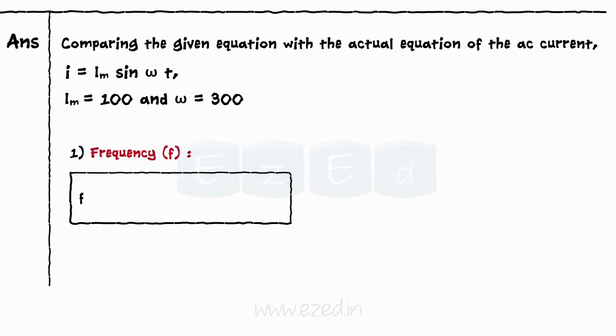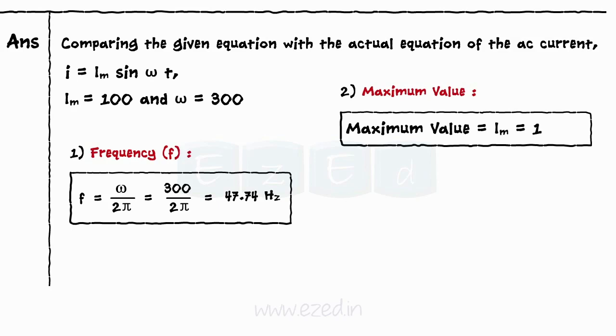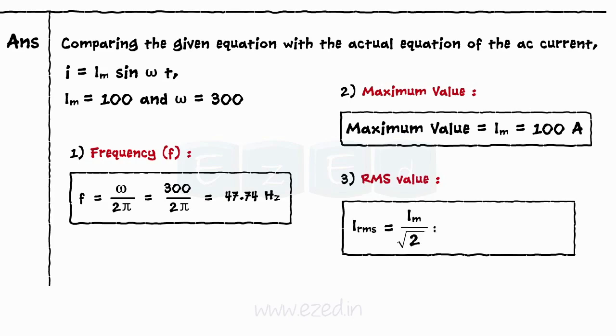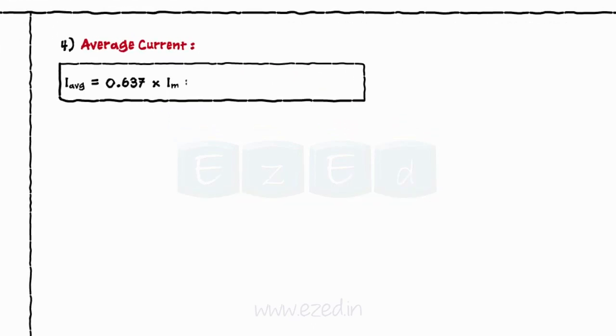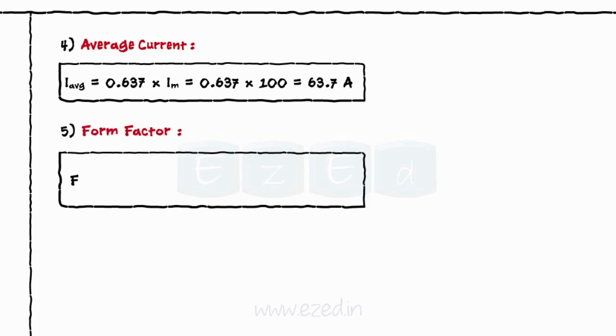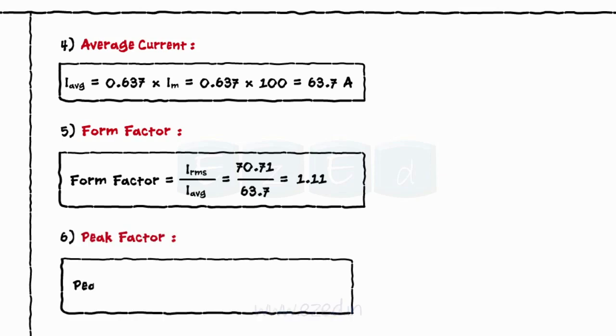Thus, frequency equals omega upon 2 pi equals 47.74 Hz. The maximum value of the current is equal to Im equals 100 amperes. The RMS value of current is calculated as shown below. It comes out to be 70.71 amperes. Similarly, the average current is calculated as 0.637 into maximum value. The formula for the form factor is the ratio of RMS current to the average current, which comes out to be 1.11. The peak factor is given by maximum current upon the average current, that comes out to be 1.414.